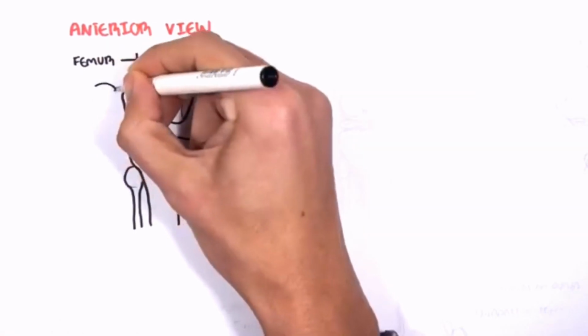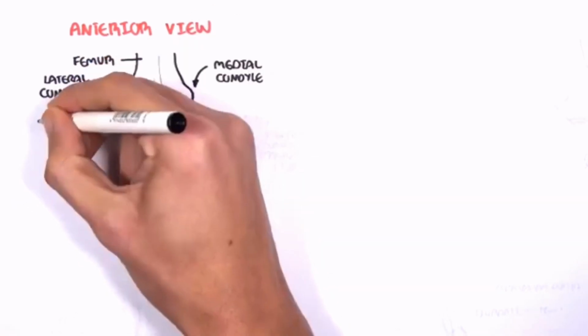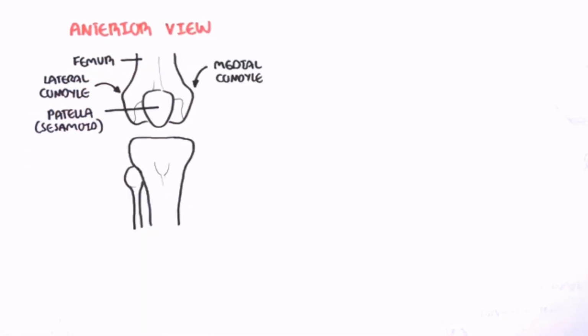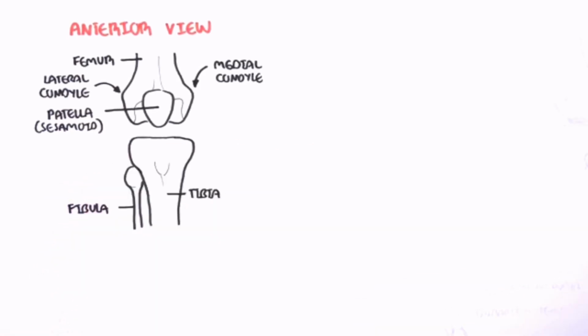medial condyle here and a lateral condyle here. The patella articulates with the femur. The patella is the biggest sesamoid bone in the body. Here is a smaller bone, the fibula, which does not make up the knee joint. Rather, it articulates with the tibia, the shin bone, which does make up the knee joint.